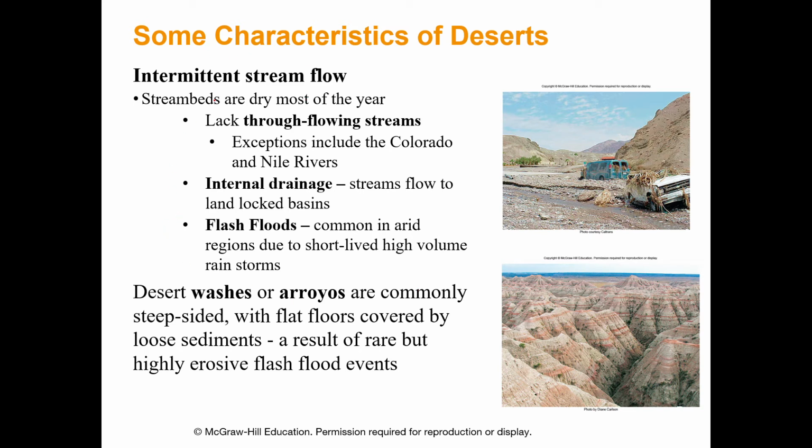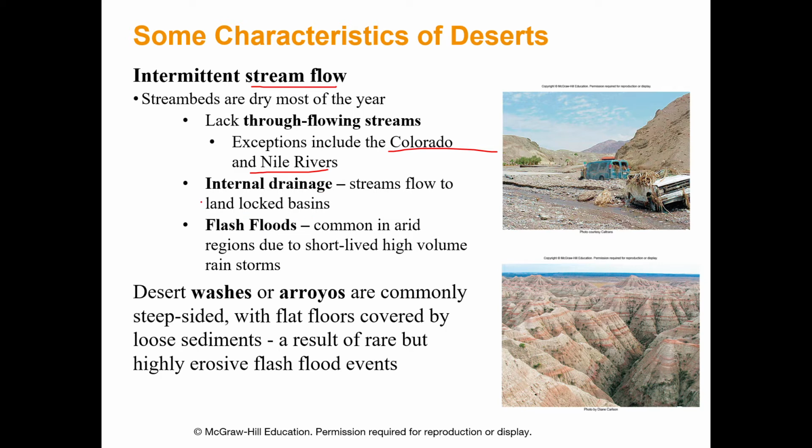So, some characteristics of deserts: intermittent stream flow. There'll be streams that have almost nothing in them, if anything, as far as water is concerned. And when there are rainfall events, boom, they fill up and we get these flash flood events. And of course, there are some exceptions like the Nile River and the Colorado River in the western United States.